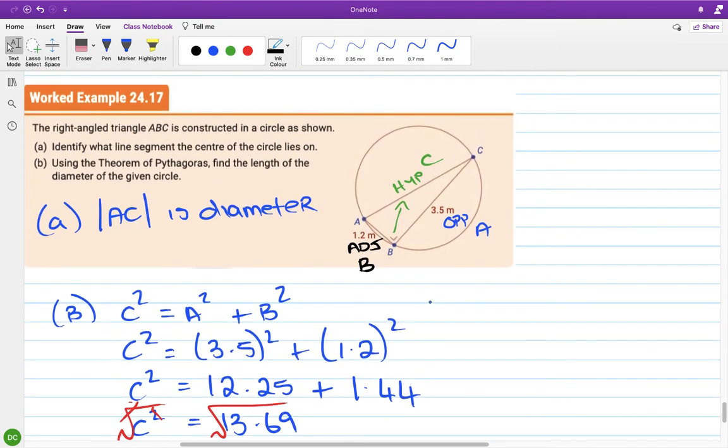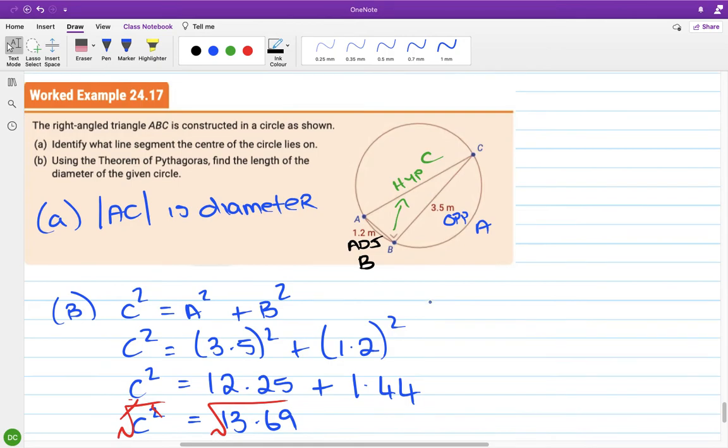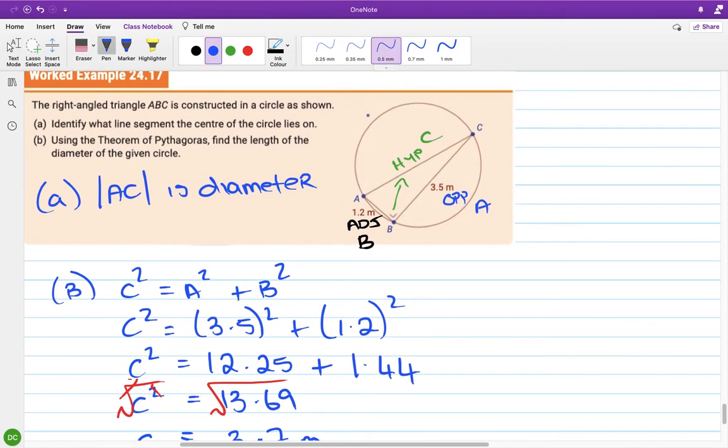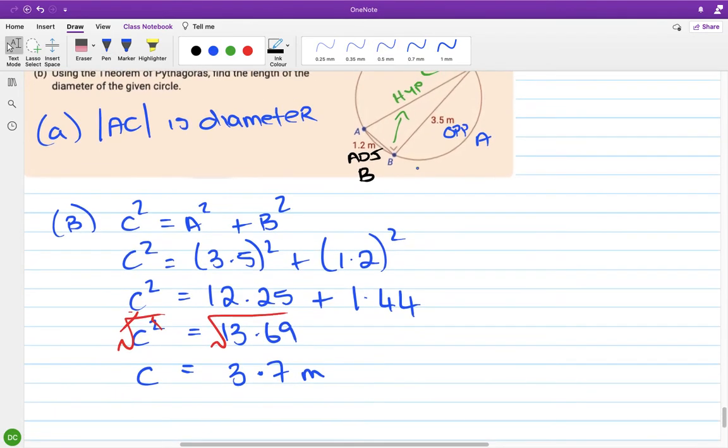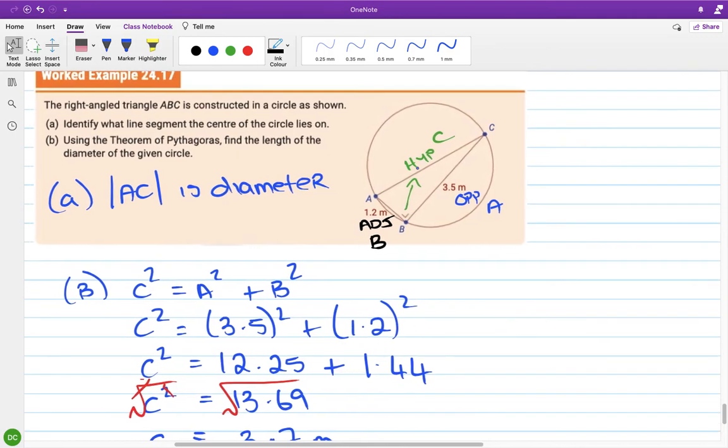Okay, and that makes sense. It's always good to look back and check if the answer you're after getting makes any sense. We know that the hypotenuse should be the longest side. So we've 1.2, 3.5, and we're after working out that the hypotenuse is 3.7. Okay, so that's that one.